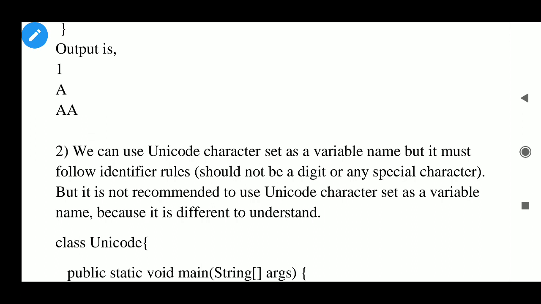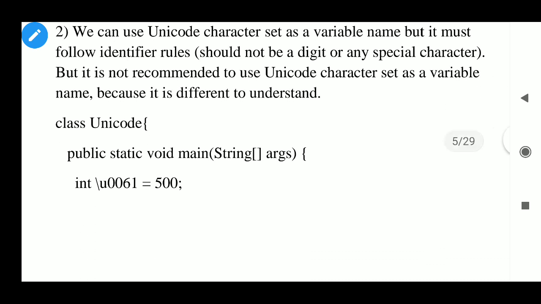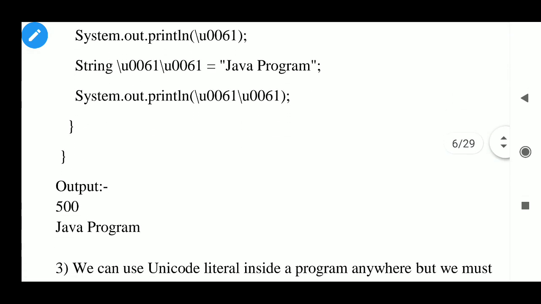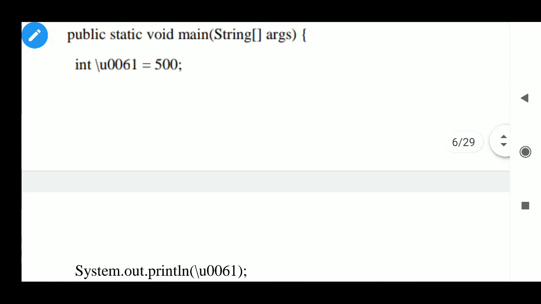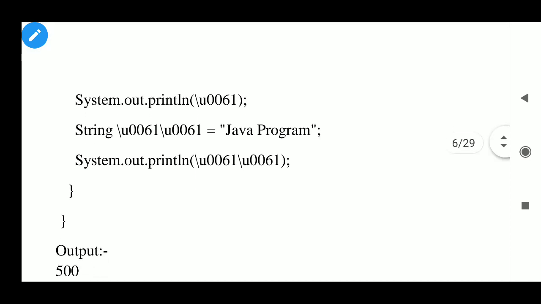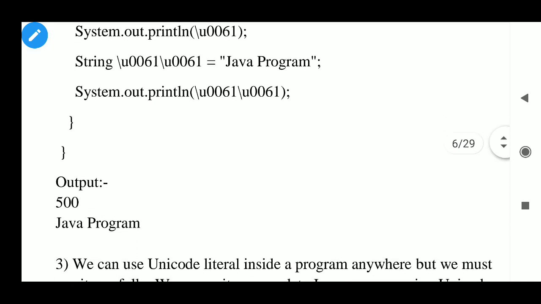Number 2, we can use a Unicode character set as a variable name, but it must follow identifier rules, and should not be a digit or any special character. But it is not recommended to use a Unicode character set as a variable name because it is difficult to understand. So you can use it but should not use it, like this way. So the output will be like this, you can see, you are just printing it.